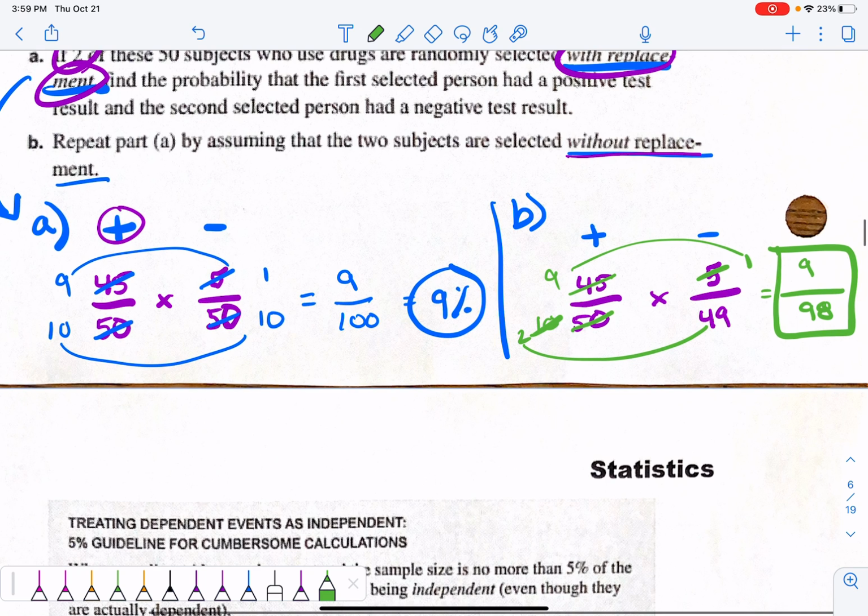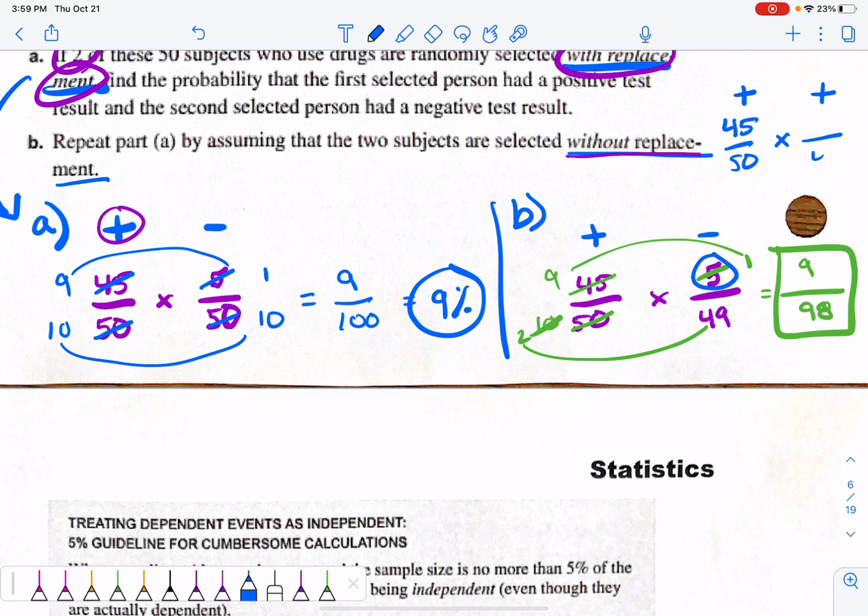Now, there is a situation where you will subtract 1 from the top number, and that would be if you were getting, let's say, 2 positive people in a row. The first time positive would be 45 out of 50. The second time positive, you would have 49 in the bottom, but this would be 44 instead of 45, okay? So that's the only time that you will end up subtracting from both the top and the bottom number, when you're looking for 2 of the same. And that's kind of how that works, okay?